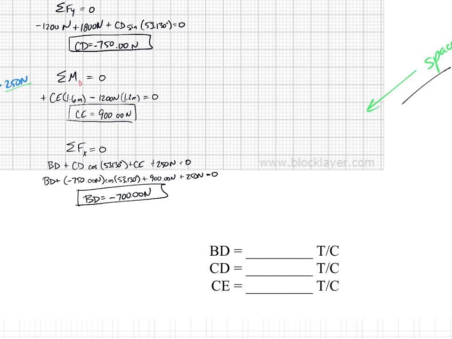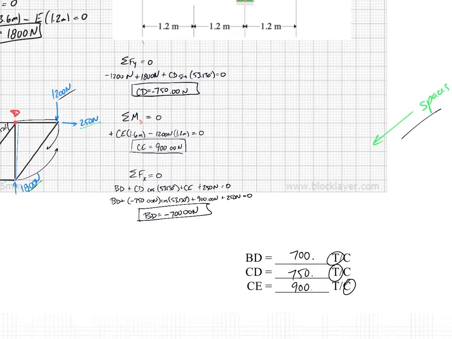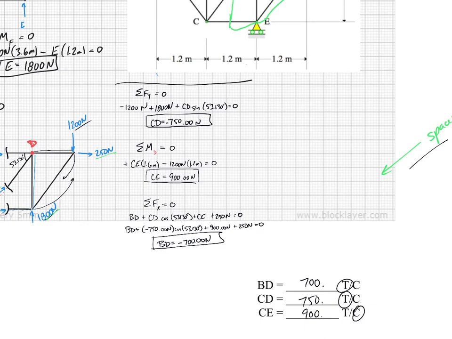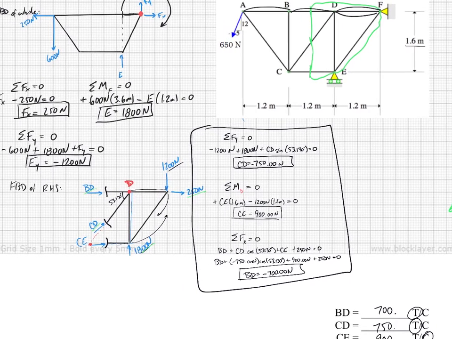All right, so CD is 750, and that's a negative sign, so tension, because I assumed they were all in compression. CE is 900, and that is in compression, and BD is 700, and that is in tension. I believe that should match what we got when we did it the other way. I will grade this basically the same way based on these equations. Obviously, if you did it this way, it just has the added disadvantage that you had to get the reactions first.